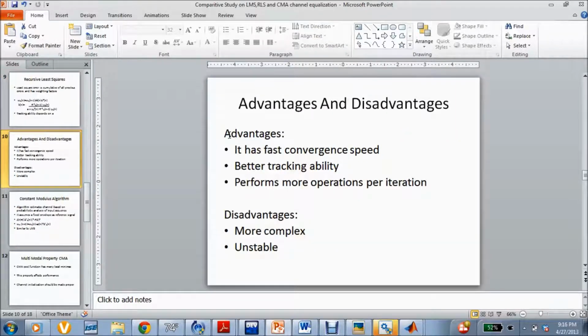Advantages obviously are that it has a very fast convergence speed because it has a large number of weighting factors, and it has better tracking ability, that is accuracy. The disadvantage is that it is more complex because it has to perform more number of operations per iteration. And the second disadvantage is that these types of algorithms tend to be unstable most of the time. Although we can make some changes to it, these changes tend to be a little tricky.